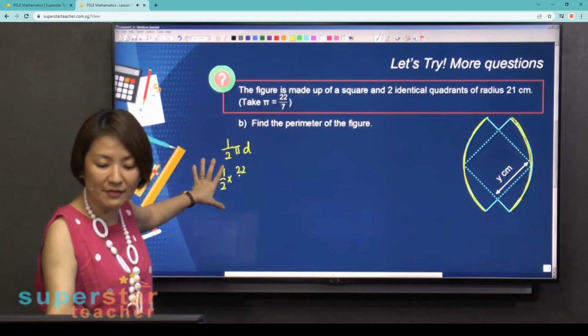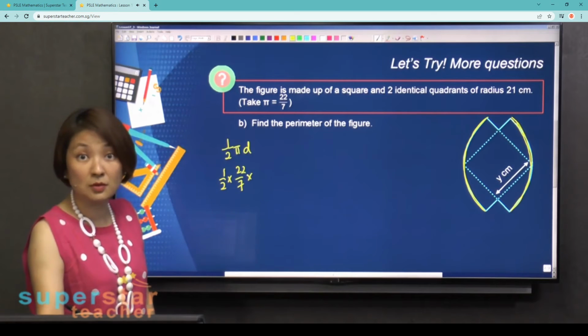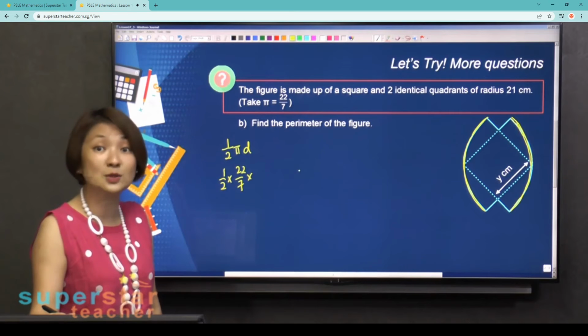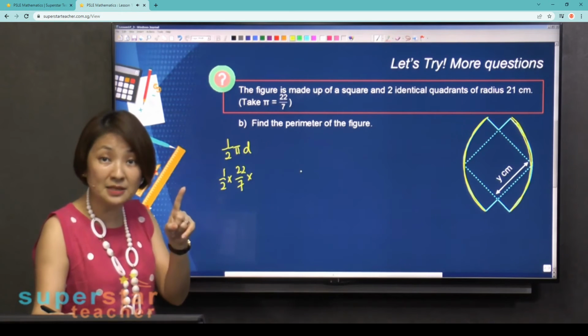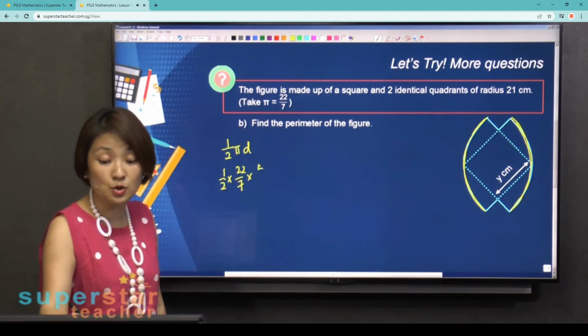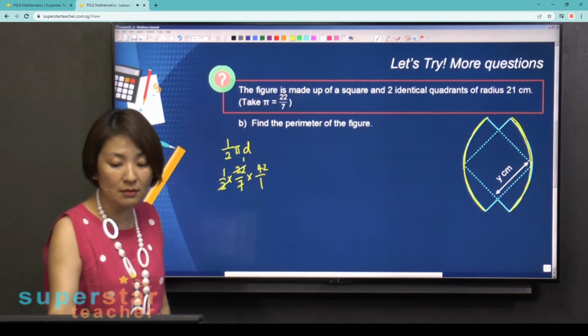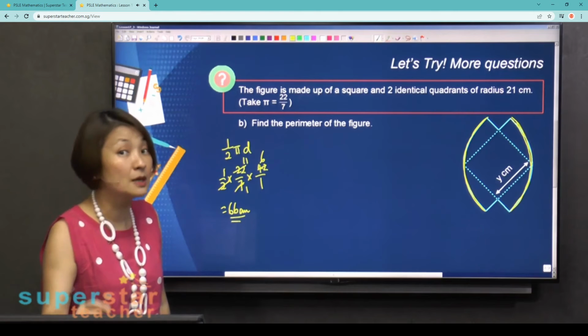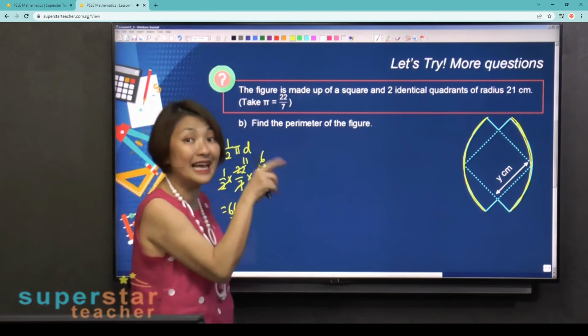So half pi d, so I'll have half. Pi is 22 over 7. And the diameter of this quadrant, or this semicircle, they say the radius is 21. 2 radii make 1 diameter. So 21 times 2 is 42. Okay, so if I work it out, this is 7, that's 6. So that's 66 centimeters. Now this is perimeter, this is circumference. Okay, just the yellow parts.